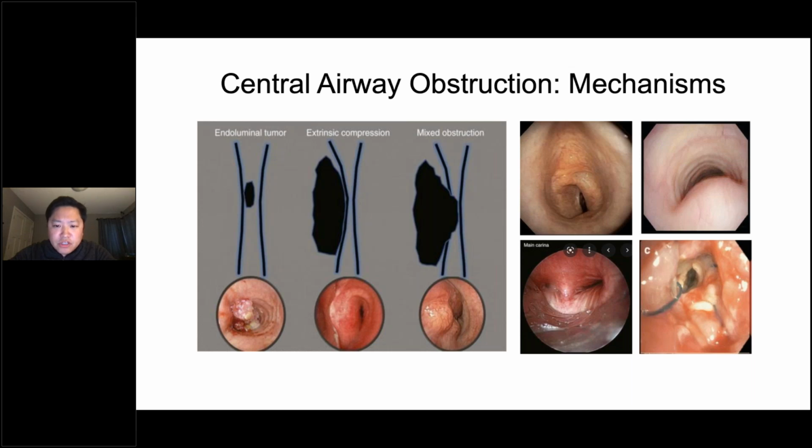If you look at the photos on the right, these are different locations where you can get central airway obstruction. You see a subglottic stenosis, and then to the right you see a tracheal narrowing, and that's from malacia. The bottom left is bilateral main stem obstruction. And on the bottom right, especially if you're a transplant facility, you'll see central airway obstruction post lung transplant from anastomotic issues.